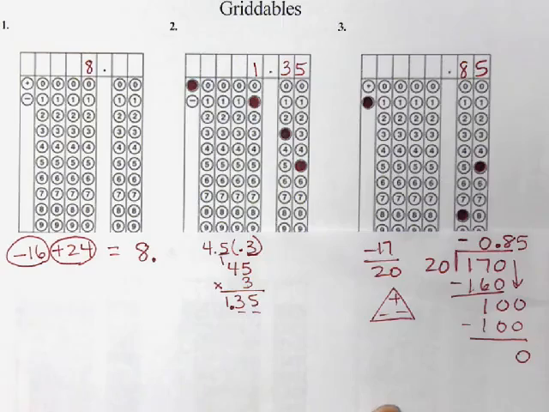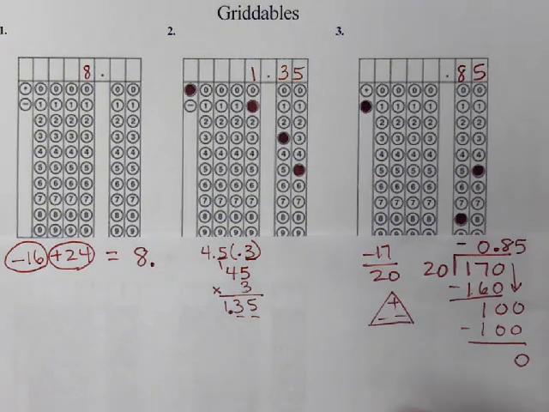And there you go. That is the way you would properly grid your answers on a griddable.